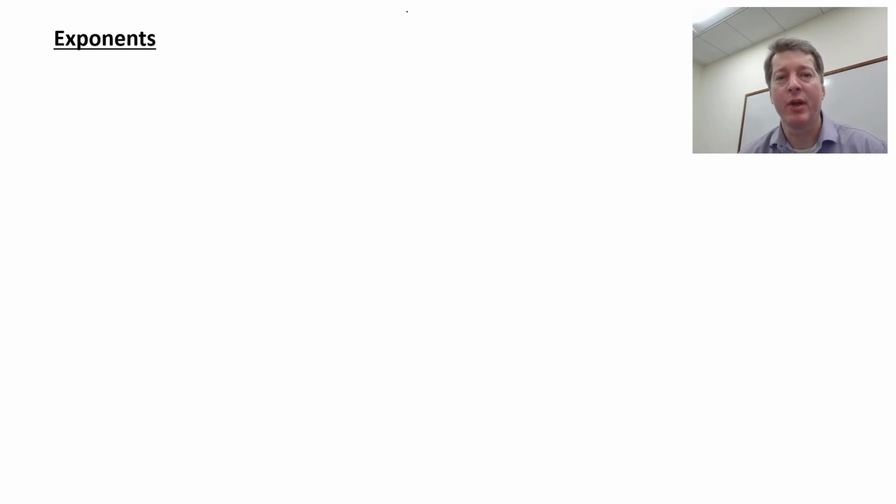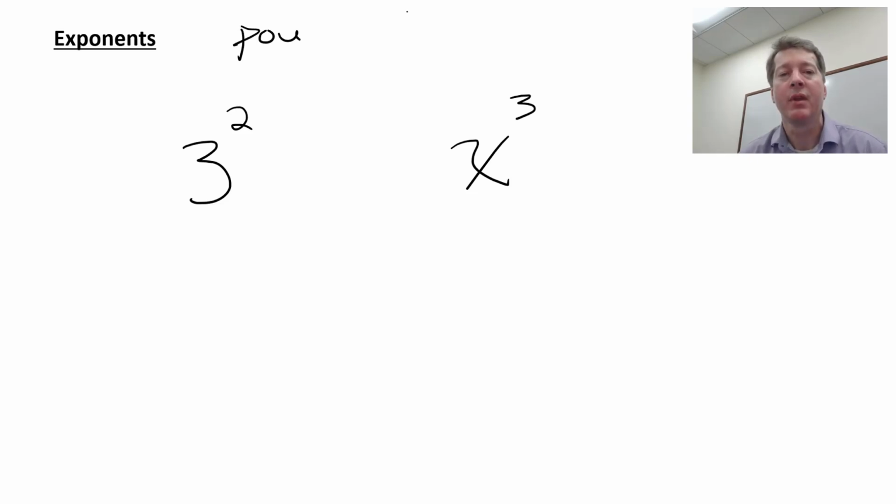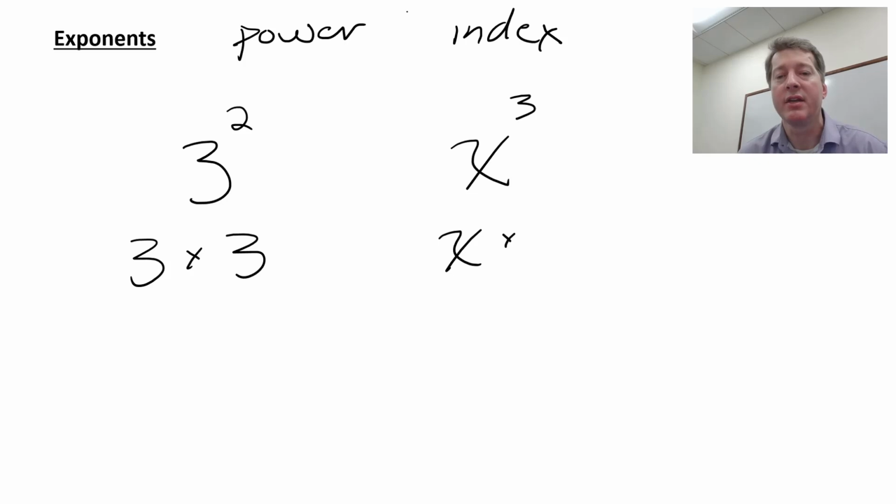Let's talk about exponents. And first of all, what is an exponent? Suppose I have 3 raised to the power of 2 or x raised to the power of 3. An exponent, and you might hear the word power, you might hear the word index, exponent, power, index, same thing. What does this mean? 3 raised to the power of 2, 3 squared, is 3 times itself twice. So an exponent is how many times you multiply a number by itself. x raised to the power of 3, x cubed, is x times x times x.